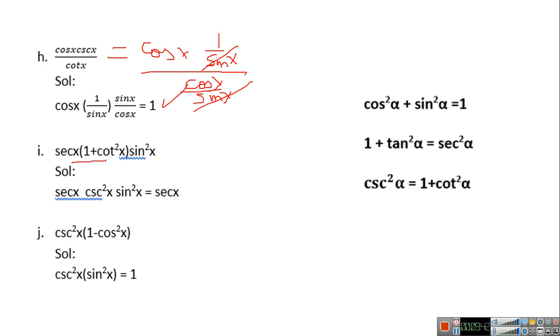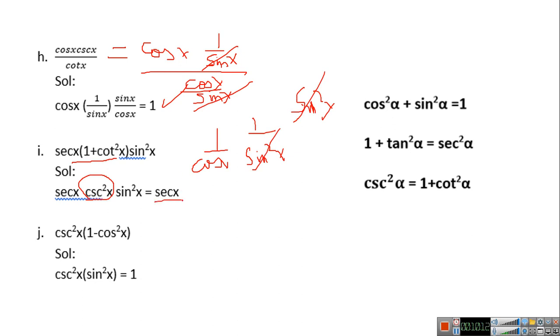Here 1 plus cotangent square x equals cosecant square x. You can see it here. Okay, you have sine square and you have the secant x. So secant x is 1 over cosine x. Cosecant x squared is 1 over sine square x, and you have sine square x. So sine square over sine square cancel out. So what remains? 1 over cosine x, which is secant x.